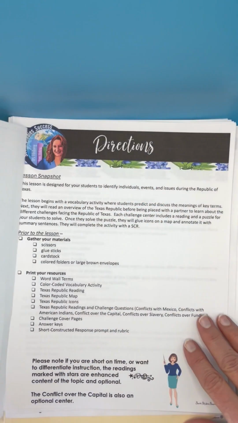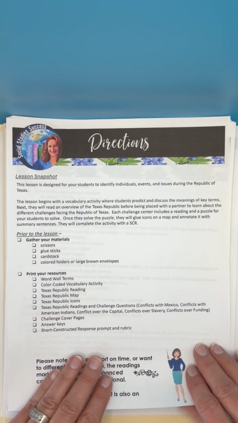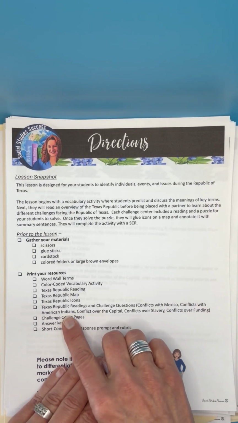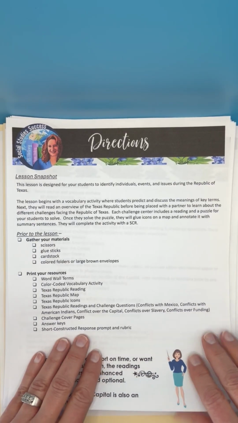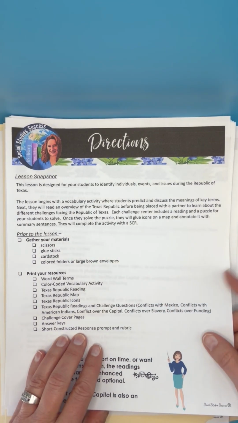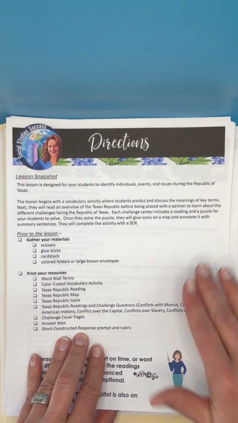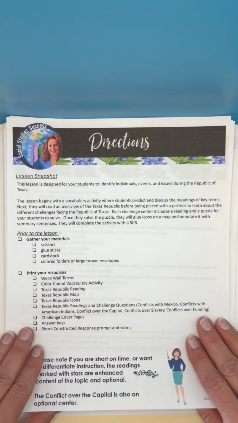So this lesson here is about the various conflicts that Texas has. Conflicts with Mexico, American Indians, the Capitol, slavery, and funding. And so it's a pretty lengthy, beefy, hearty kind of a lesson that addresses a lot of content. And in the end, gets students to evaluate what they think was the most challenging of those conflicts.